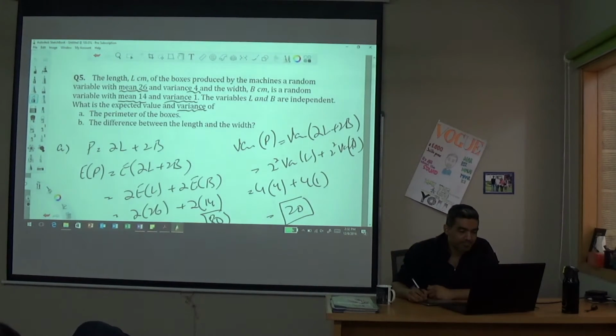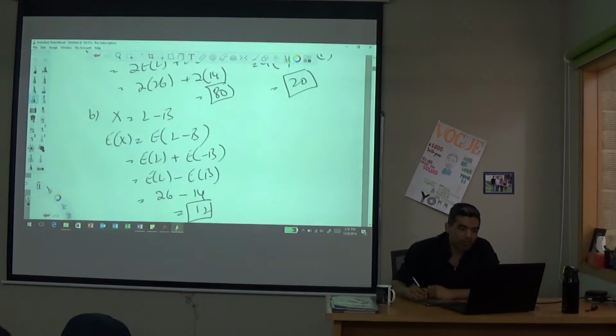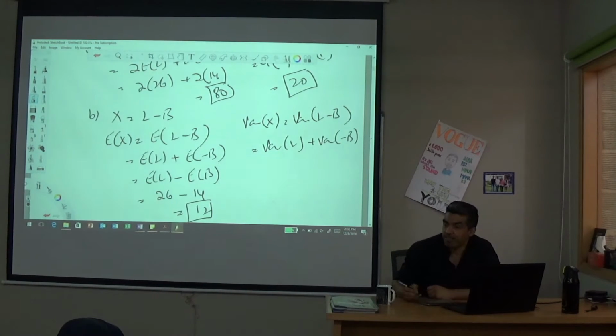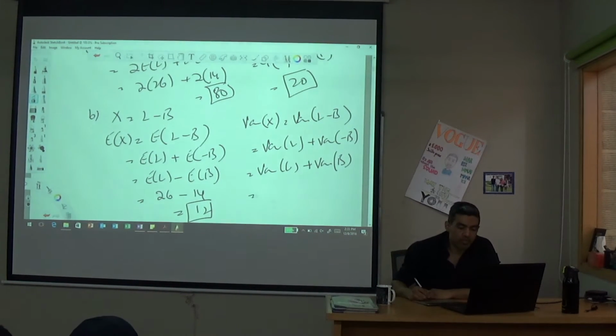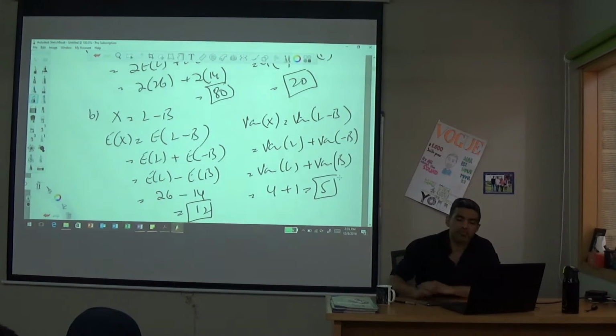Okay. The answer is 2, the difference between length and width. Now what about the variance? Variance of x is variance of L minus B, which will be variance of length plus variance of minus B, which in turn turns out to be variance of length plus variance of B. The minus 1 comes out as a minus 1 squared. So for the variance it's always a plus. Variance of length is 4, and variance of B was 1, so that's 5.